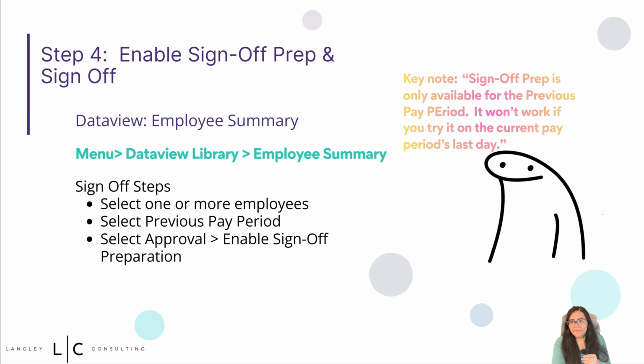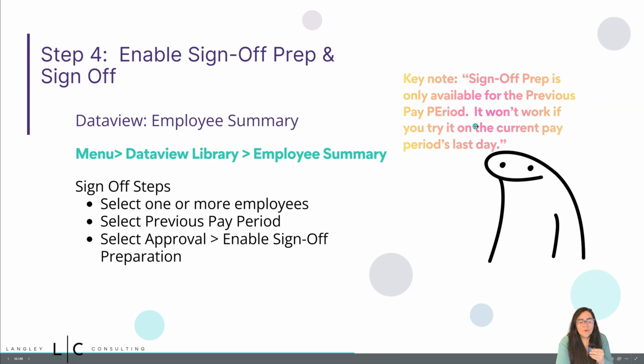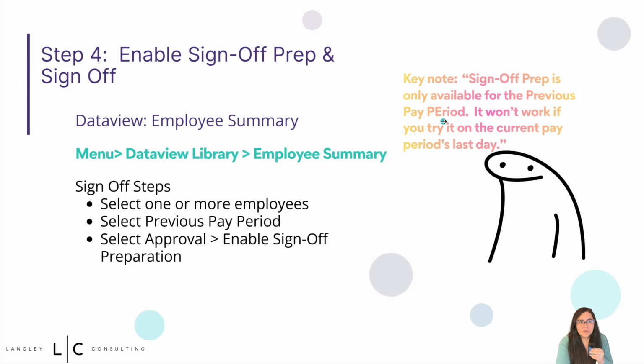So in step 4, everything looks good. So Patty runs the group sign off. She selects her employees, chooses a sign off, and lets it run. This locks the time cards for pay periods so no more edits can be made. Think of it as closing the books on the time side. And keynote, this is only available for the previous pay period.